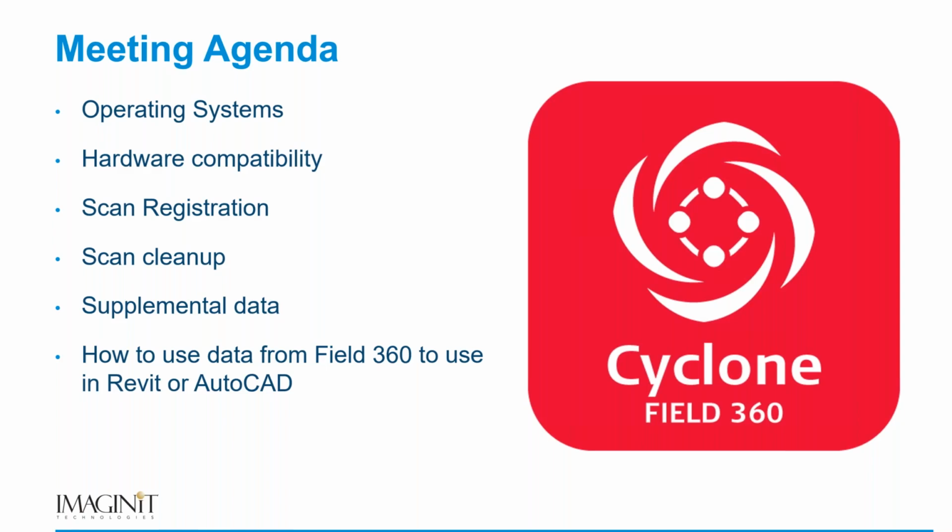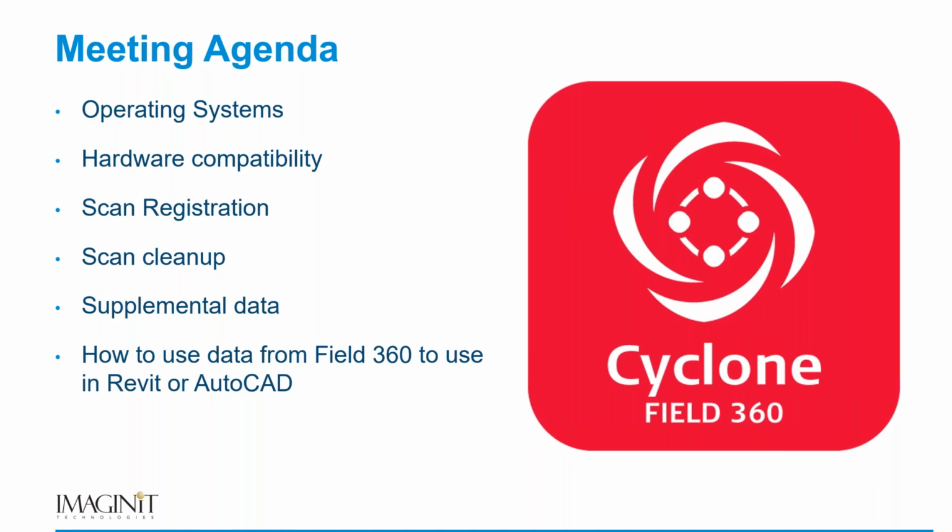So we're going to start by simply talking about the operating systems that we can use the Field 360 app on. And then we'll jump in and talk about hardware compatibility: what's it work with? What scanners can we use with Field 360? And then we'll dive into the app itself and talk about scan registration. For those of you who aren't familiar with that term, registration is simply the stitching together of one scan to the next and being able to ultimately create that full 3D point cloud with multiple scan setups.